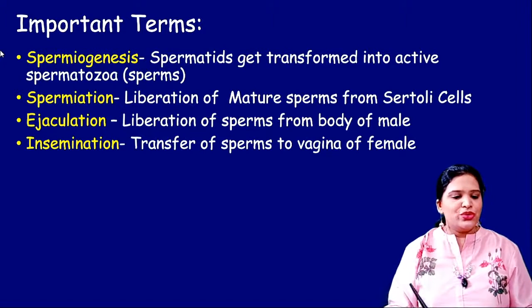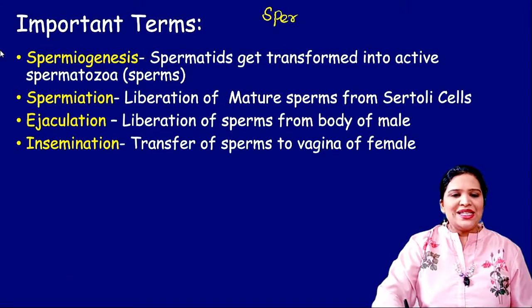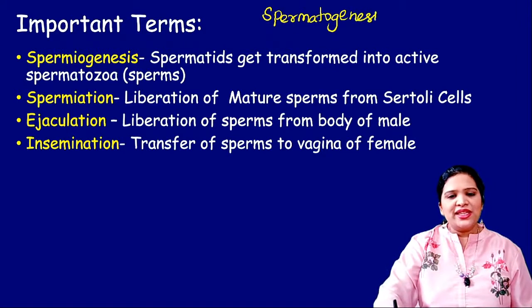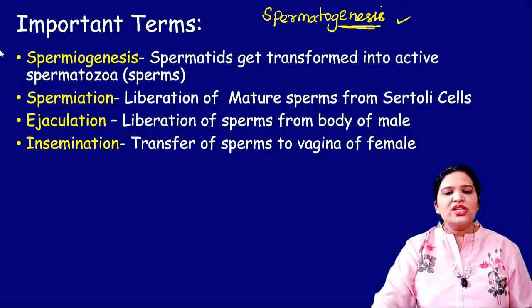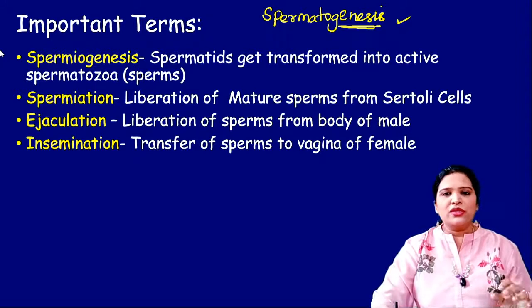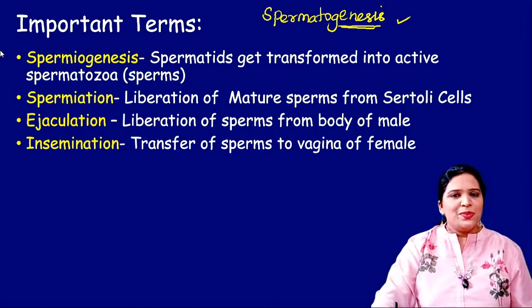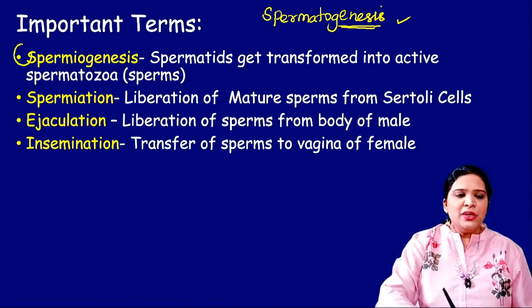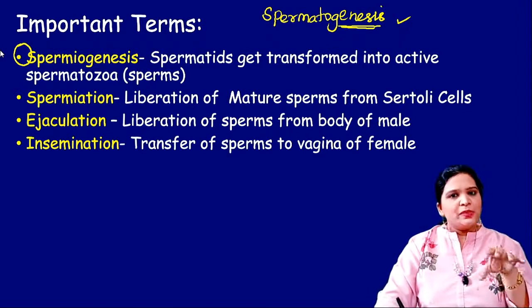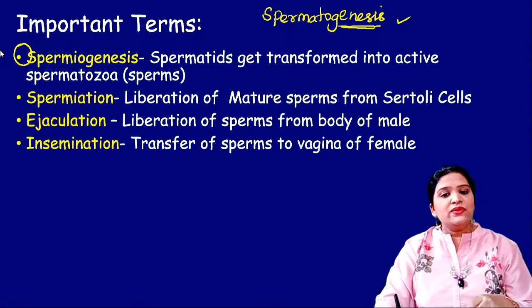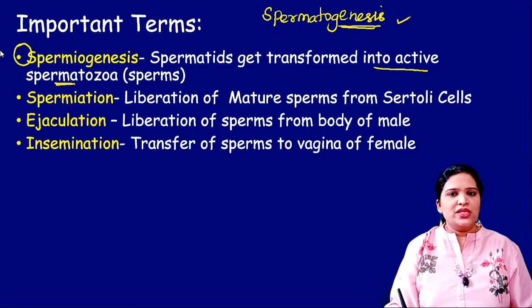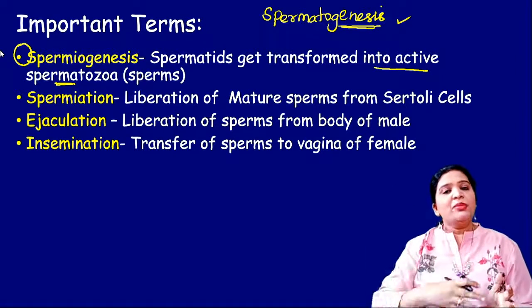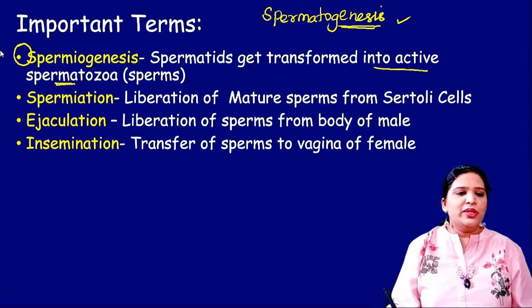So let's see what all those are. See, the words look the same but the meanings are different because there are small variations in their suffix. Okay, spermatogenesis. What is spermatogenesis? The process of formation of sperm is called spermatogenesis. Now spermiogenesis. What is spermiogenesis? Spermatids are produced and they get transformed into an active adult sperm. Spermatids are becoming the adult cell. So this process is called spermiogenesis.